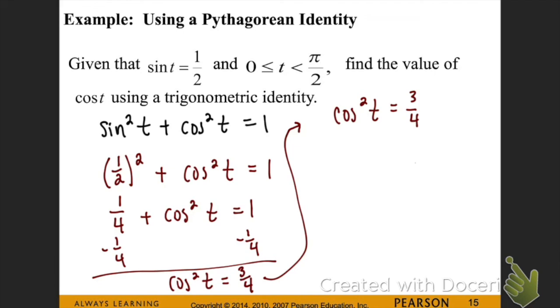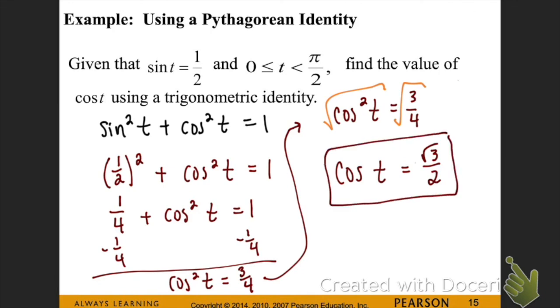All right, so now I have cosine squared of t equals 3/4. In order to get rid of my squared, which I want to do so I can find just cosine of t, I'm going to need to square root both sides. The square root of 3, we're just going to leave it as square root 3. And the denominator, square root of 4, becomes 2. That is going to be our final answer.